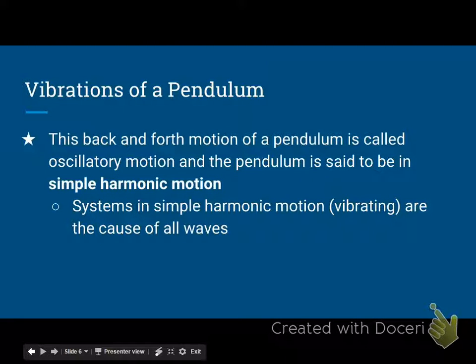And that pendulums, as we're going to see here, are a good way to help us start talking about waves, because objects in simple harmonic motion, objects that are vibrating, objects that are oscillating back and forth, are ultimately the cause of all wave motion.